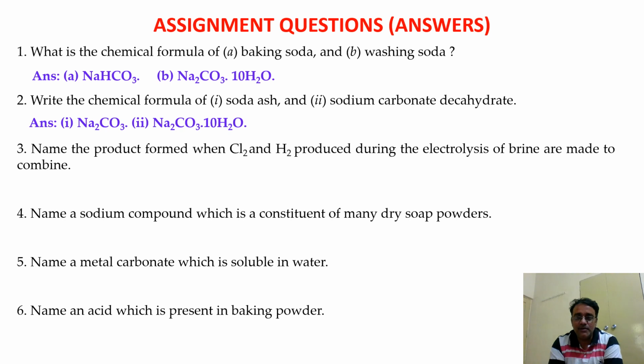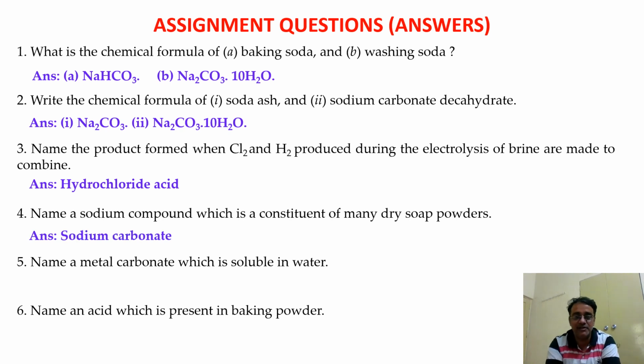Name the product formed when chlorine and hydrogen produced during the electrolysis of brine are made to combine. So we'll get hydrochloric acid. Name a solid compound which is a constituent of many dry soap powders. So the answer is very easy, sodium carbonate. Name a metal carbonate which is soluble in water. Sodium carbonate. Name an acid which is present in baking soda.